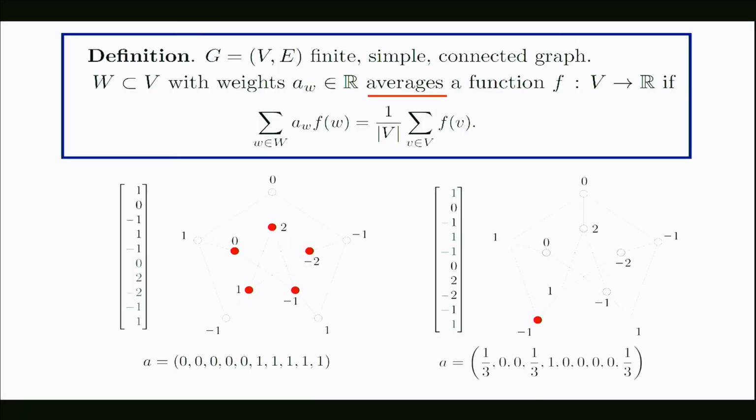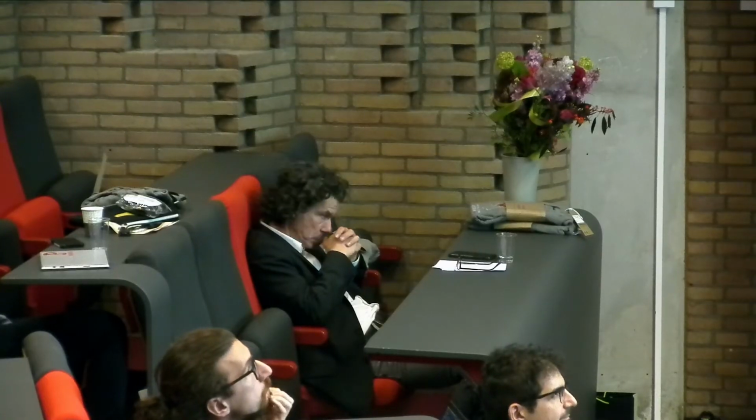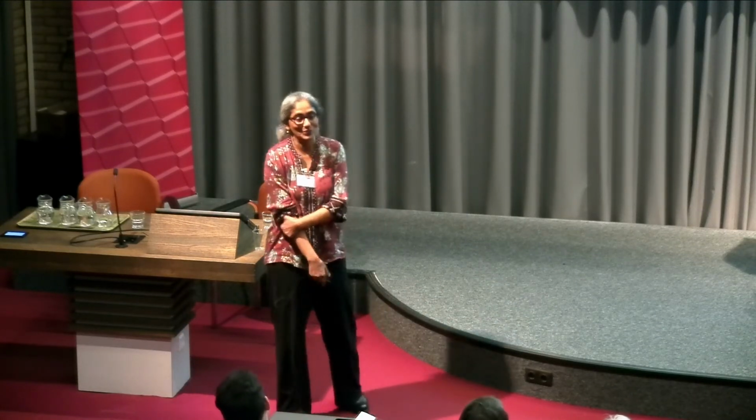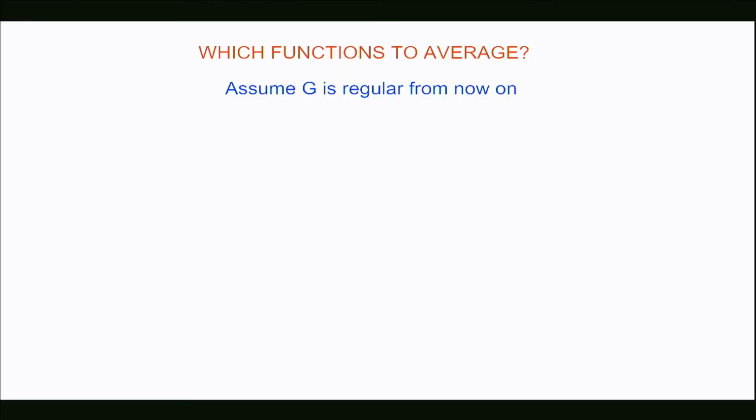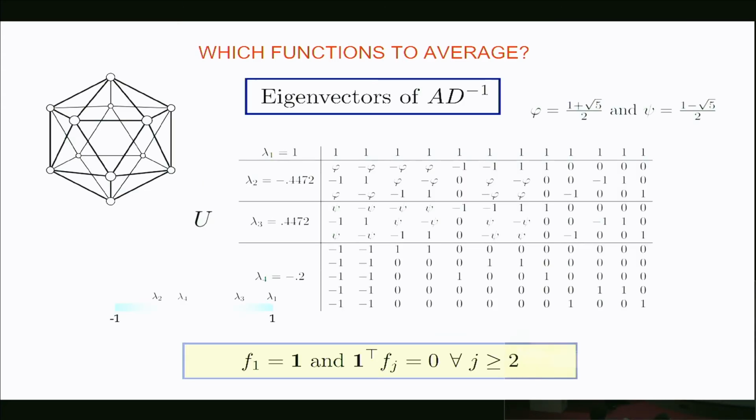I'll talk about the functions in a second. Okay, I haven't told you which functions we're going to do this for. So I'm just giving you one example of a function and something that averages it. Right. So yeah, good question. So the next question we can ask is which functions do we want to average? In the case of spherical designs, it was the spherical harmonics. And so the natural guess here is let's work with the eigenvectors.